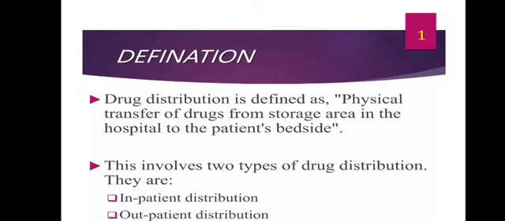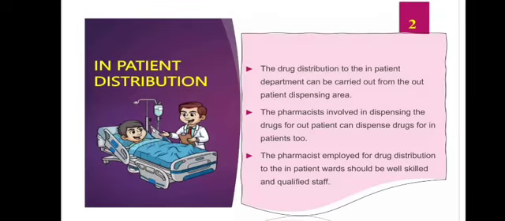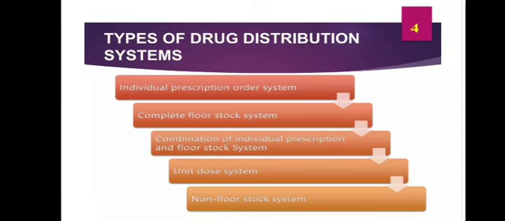Objectives: ensure right drug, right dose, right patient, right time, right route. Minimize medication error. Improve patient safety. Maintain drug control and inventory. Provide cost-effective therapy. Then there are two types of distribution: inpatient distribution and outpatient distribution.